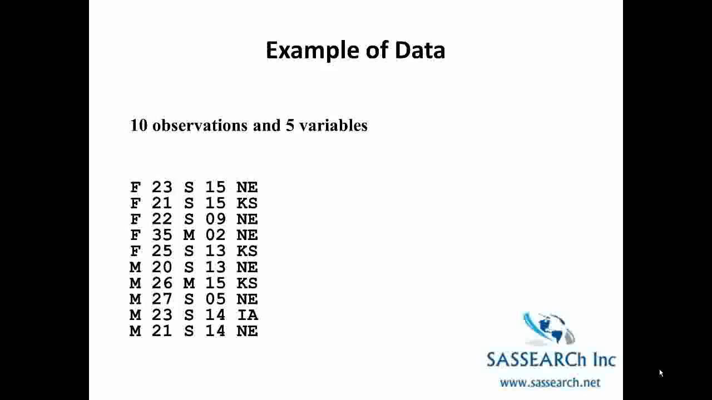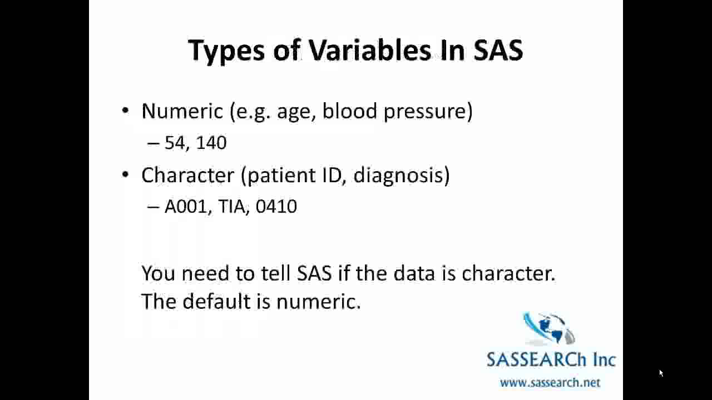Here is an example of a data set. It has 10 rows, or observations, and 5 columns, or variables. This is made-up data of 10 students. The variables are gender, age, marital status, number of course credits, and state of residence of each student. When we bring this data into SAS, we will assign variable names to each of the columns of data.